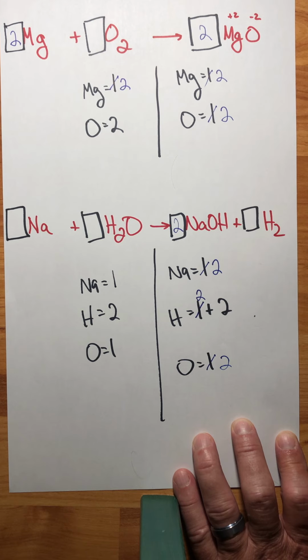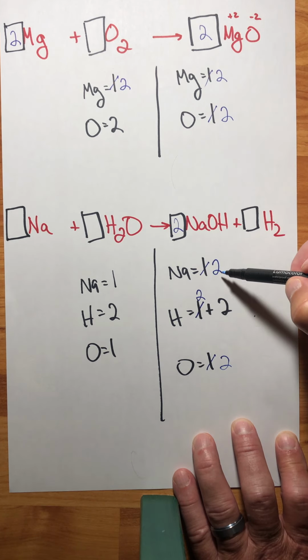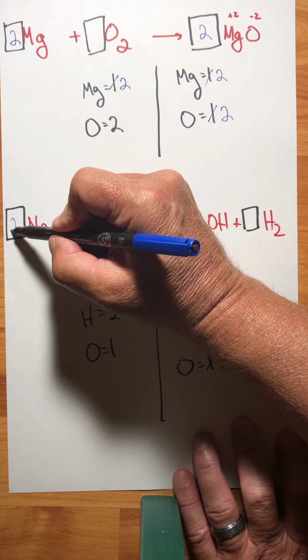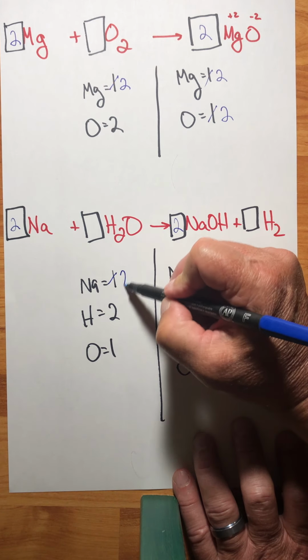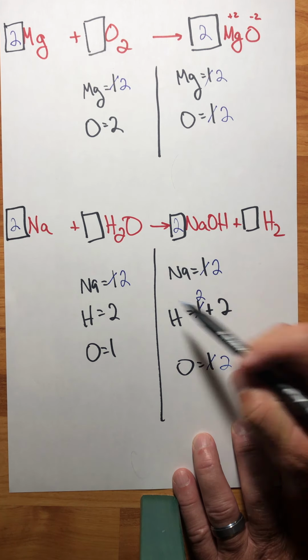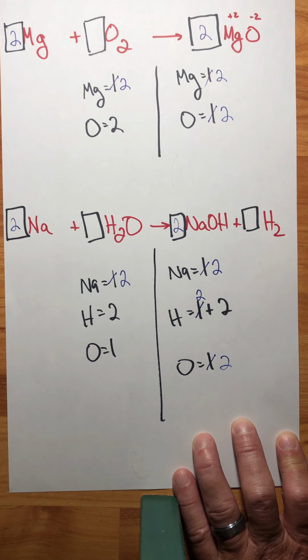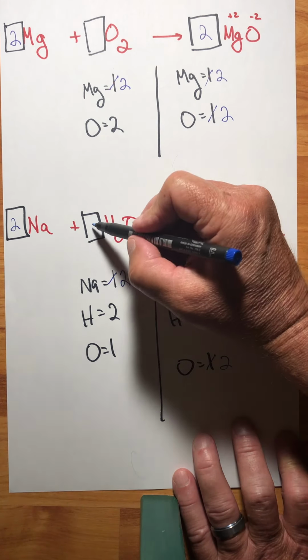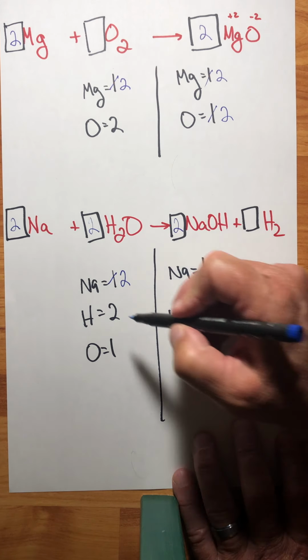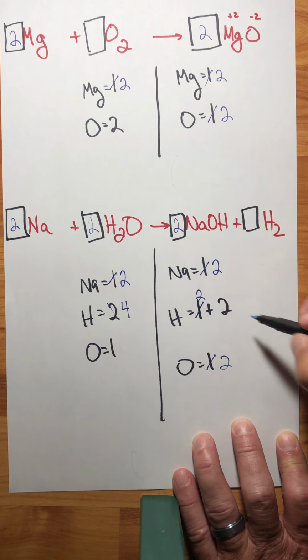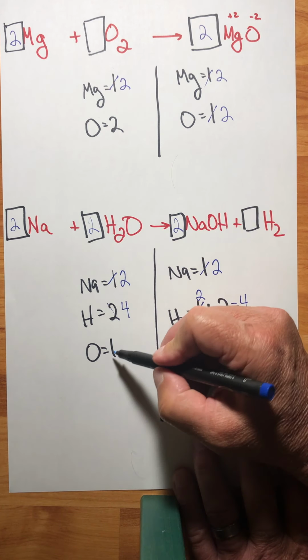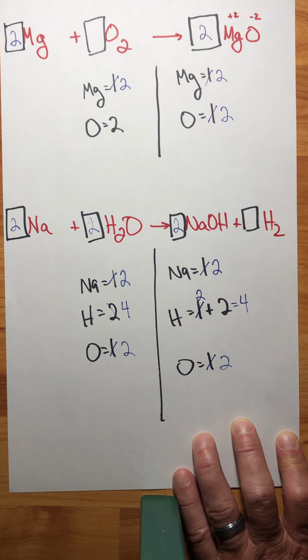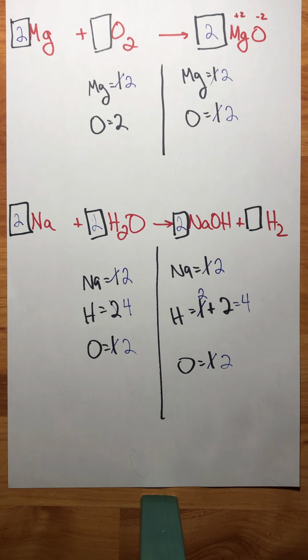Okay? Now, by doing that, I've messed with the sodiums. So if I make that a 2, that'll change that. So my sodiums are now balanced. I have 4 hydrogens here, 2 here. So what I can do is if I make this a 2, I now have 4 hydrogens, which is what I have over here. So that's balanced. I'm going to have 2 oxygens, and that's balanced. And that's how that one works.